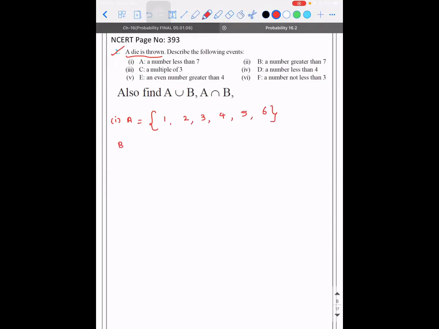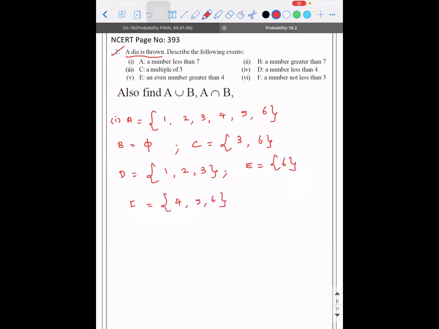B, number greater than 7. Null set. C, 3 and 6. D, 1, 2, and 3. E is an even number greater than 4. It is only 6. F is number not less than 3, means 3, 4, 5, and 6.